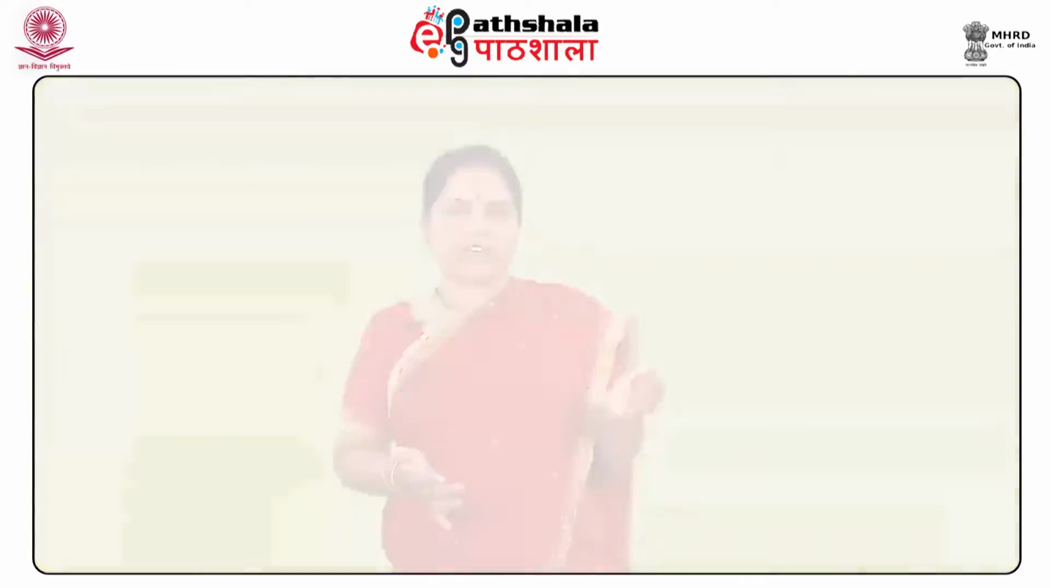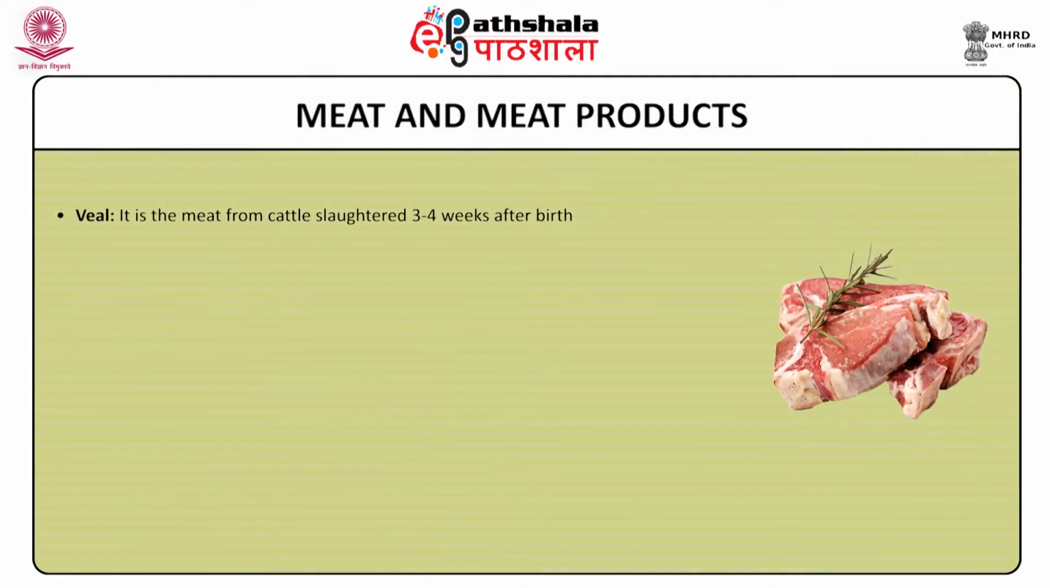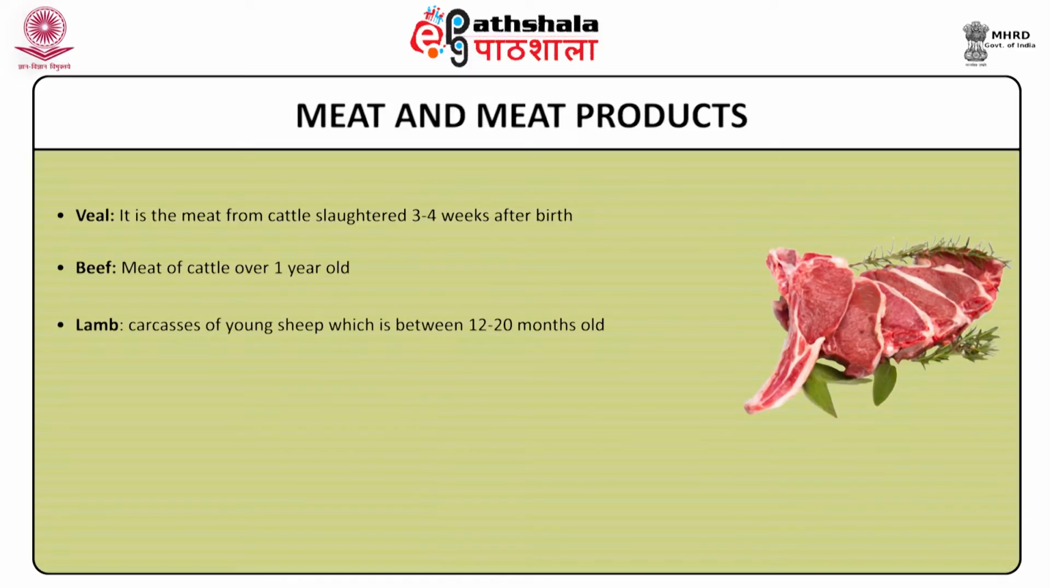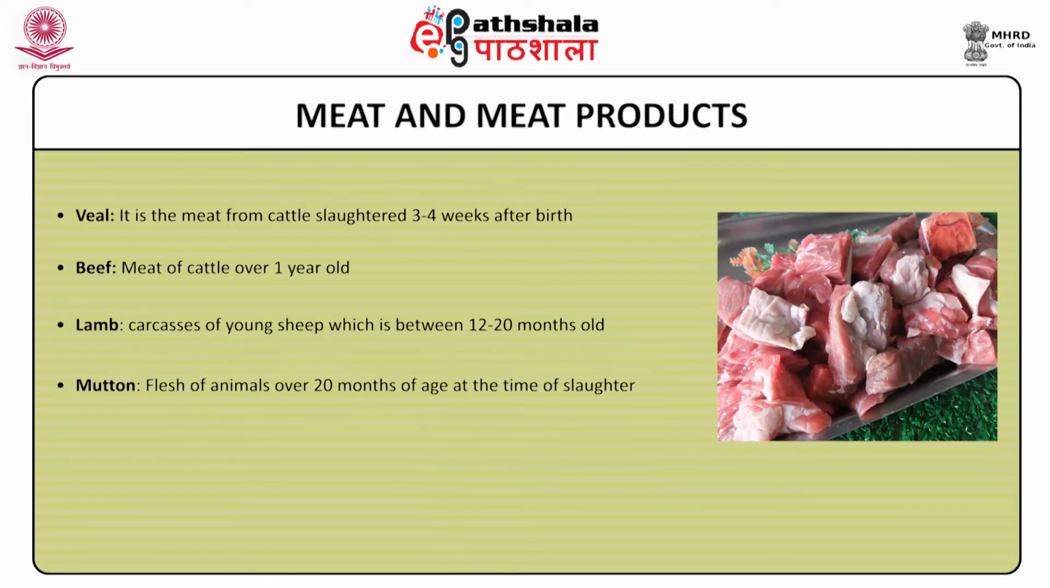Meat sold in the market must be wholesome and fit for human consumption. The different classes of meat and related products are: veal, which is meat from cattle slaughtered 3 to 4 weeks after birth; beef, meat of cattle over 1 year old; lamb, carcasses of young sheep which is between 12 to 20 months old; mutton, flesh of animals over 20 months of age at the time of slaughter.